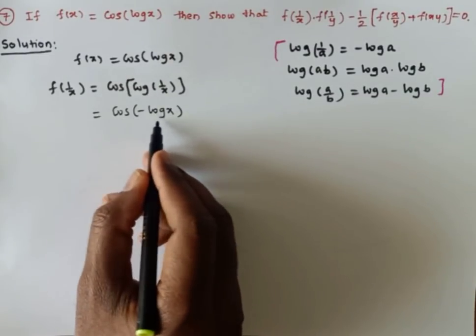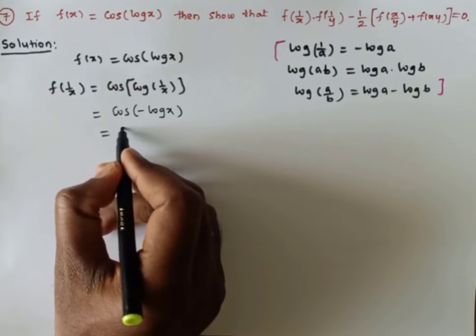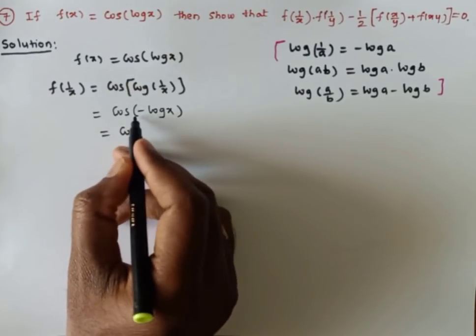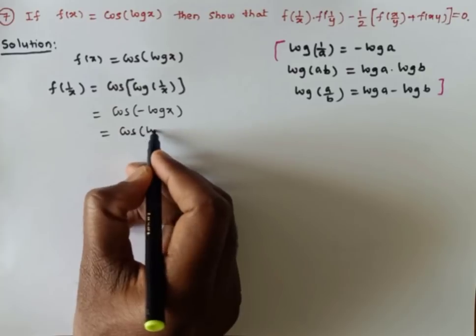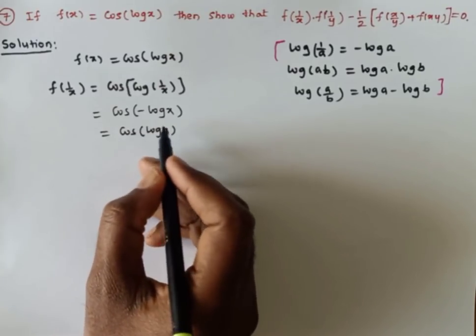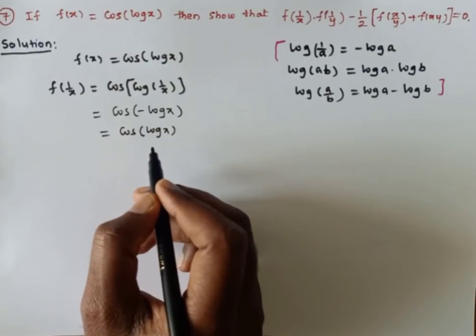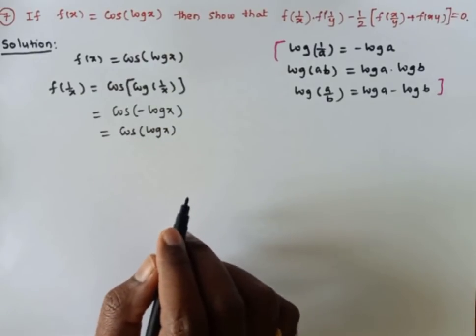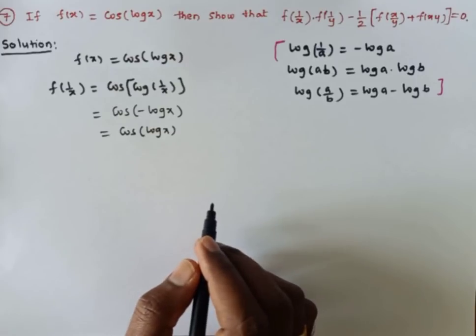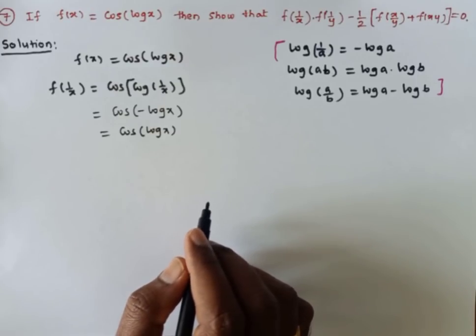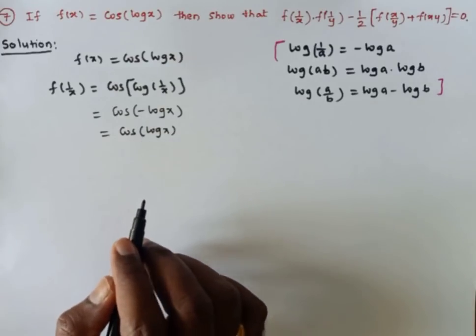And so, this is cos of minus log x. Cos of minus theta is always cos theta. So cos of minus log x we can write as cos of log x. We need to see why it is positive. Cos of minus theta is cos theta in trigonometry. We will prove that cos of minus theta is cos theta in trigonometry.